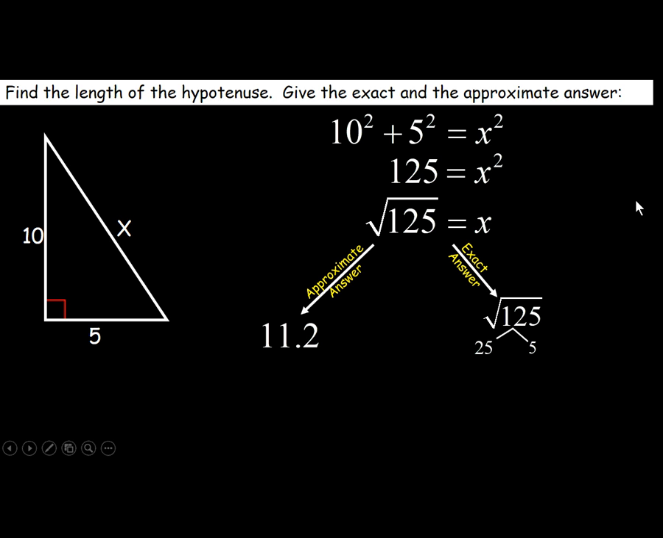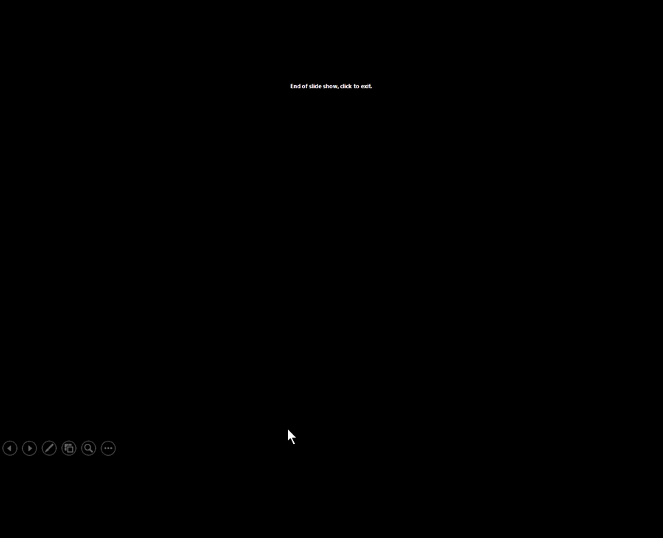If you do that, 125 becomes 25 times 5, which becomes another pair of 5s. Here we take 2 5s and make them a normal number. And this extra 5 stays under the square root. And there's our final answer, 5 root 5, or 11.2, depending on whether we want the approximate or exact answer.